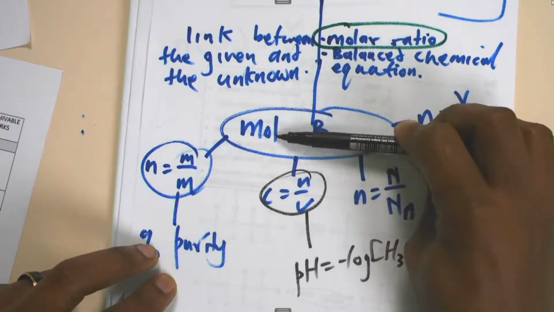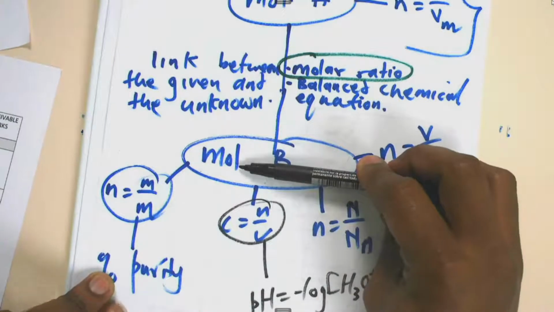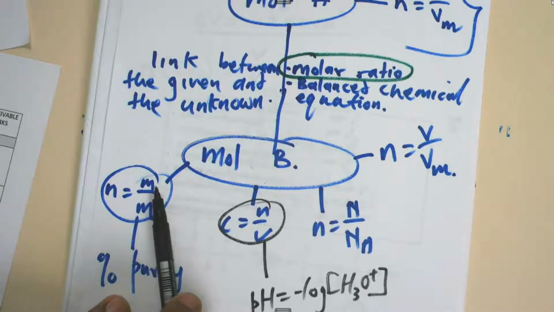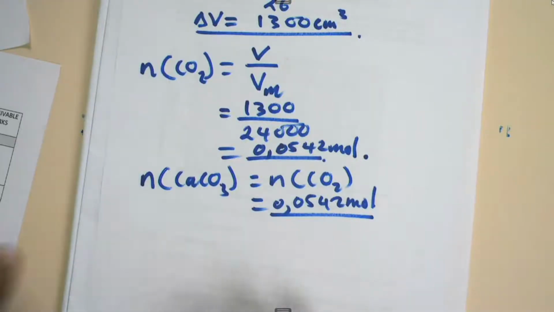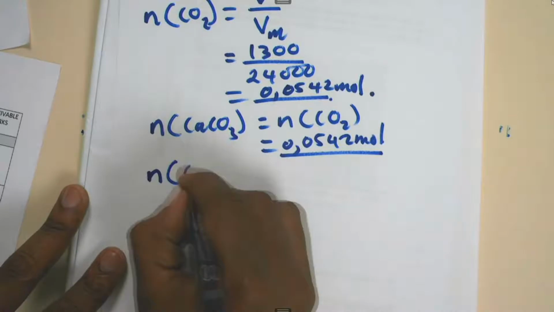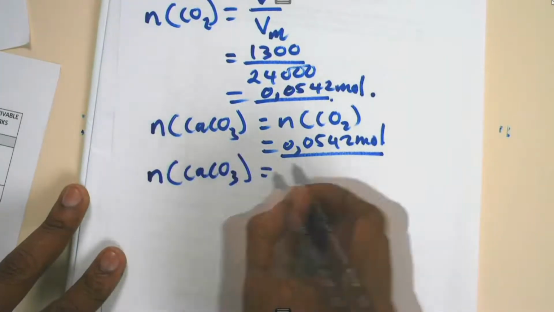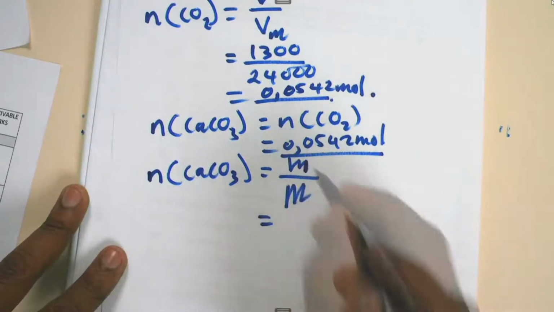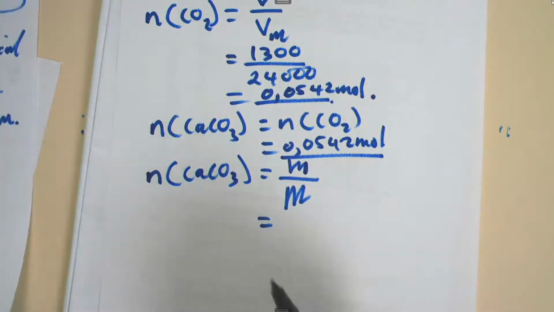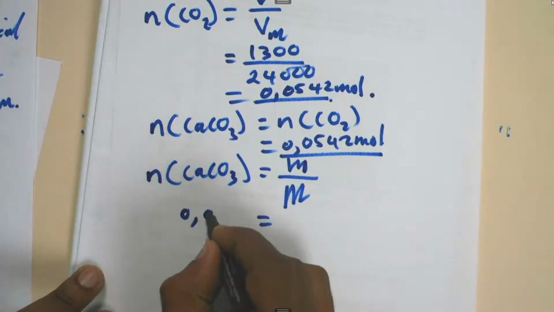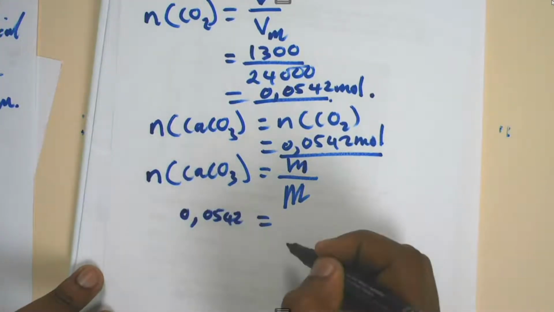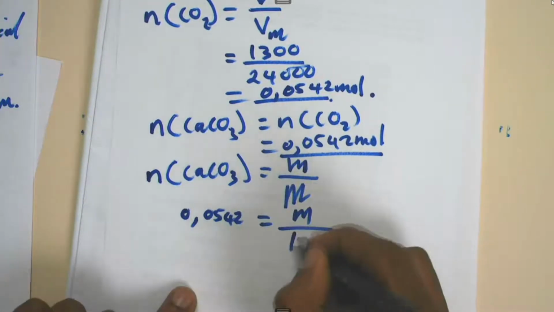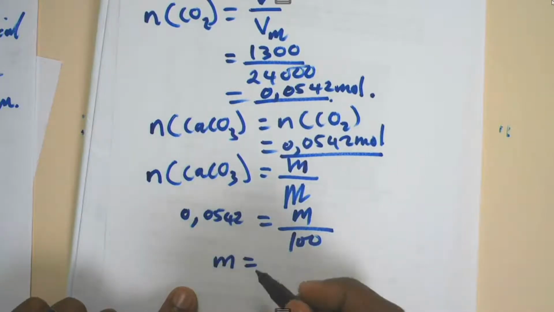So now that I have this number of moles, what is the question? Percentage purity. So if the question is percentage purity, it means I must calculate the mass. So what must I do? I will say n of calcium carbonate is equal to mass divided by molar mass. So we want the mass, so it will be 0,0542, and then we want the mass. The molar mass will be something like 100.